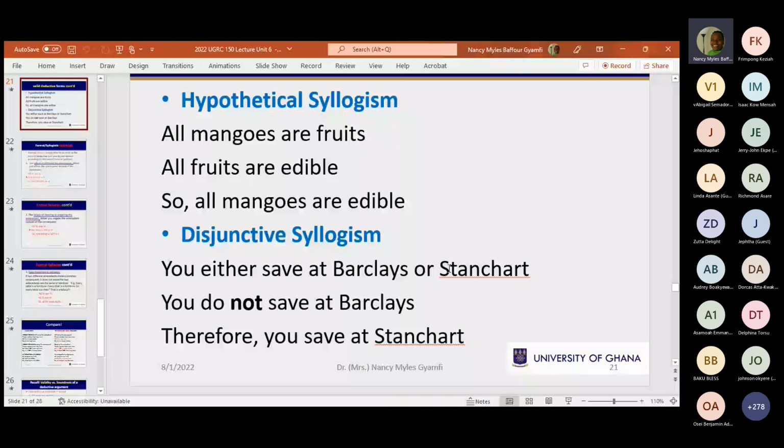Now, disjunctive syllogism deals with the connective called disjunction. Don't worry your head over that. It's a word that describes disjunction: it is "or". Just like in maths, when I say the sum of 3 and 1, I use the word sum, S-U-M. Then it tells you to add it. It tells you you are dealing with what? The operation called addition. Okay.